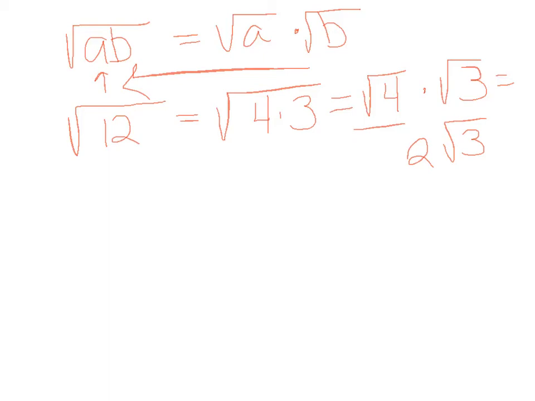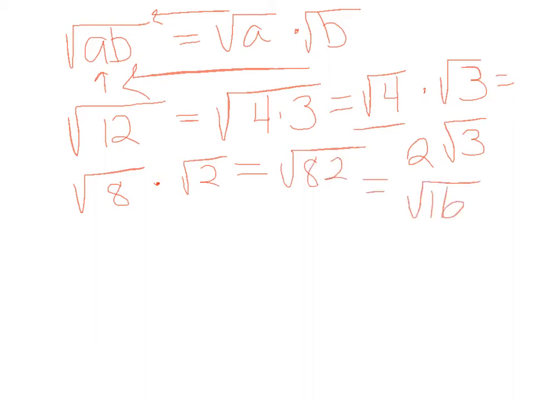Now, if I have the square root of, let's say, 8 times the square root of 2. Well, since they're both square roots, I can do the backwards thing and say that equals the square root of 8 times 2, which is the square root of 16. And we know the square root of 16 is 4.